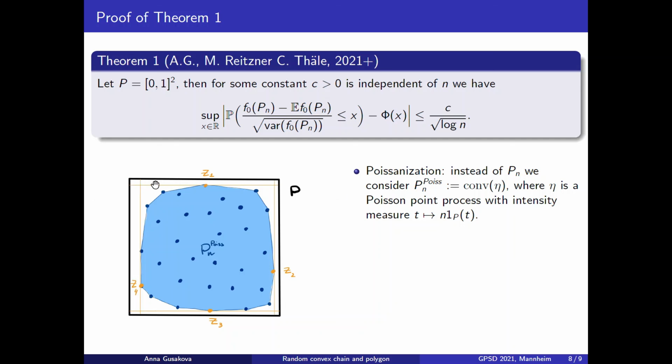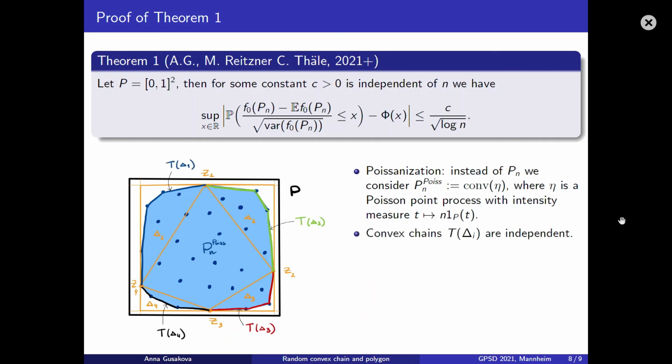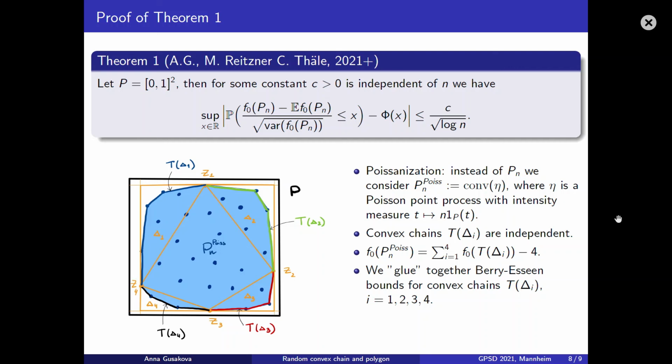For each edge of the polygon P, we choose some vertex zi which is the closest to this edge. Then, based on these vertex points zi, we build four right triangles Delta i, and in each triangle we have a random convex chain T of Delta i. Due to the properties of the Poisson point process, these convex chains are independent. Now our number of vertices of Pn Poisson is just the sum of the numbers of vertices of these four convex chains. What remains is to glue together the Berry-Esseen bounds for these convex chains.